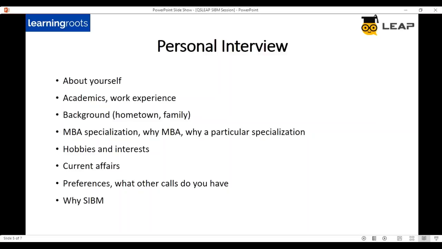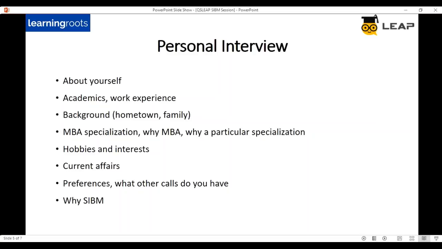So SIBM may have an advantage over a particular institute, or you have been interacting with a lot of people from SIBM, and this is what you have formed as the impression of the institute. Or where you work, you got to interact with some of the managers in your company who studied at SIBM and so on. So that brings us to the question, which is, why SIBM?